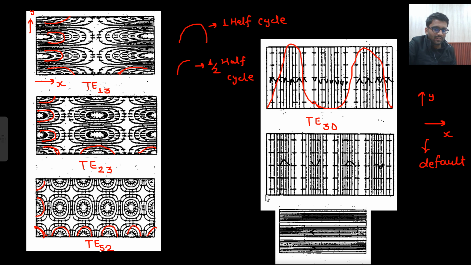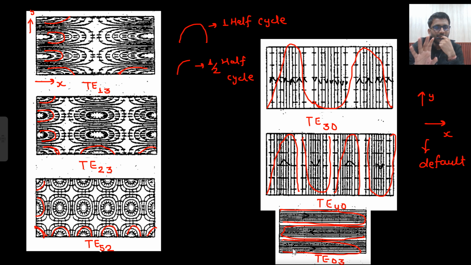What about this one? 1 half cycle, 2 half cycle, 3 half cycle and 4 half cycle. TE40: 4 half cycles in x direction, but in y direction there is 0. What about this one? 1, 2, 3. You can see 3 half cycles, but all are in y direction. In x direction there are 0 half cycles. So 0, 3. 1 half cycle, 2 half cycle and 3 half cycle. So this is how TE03.